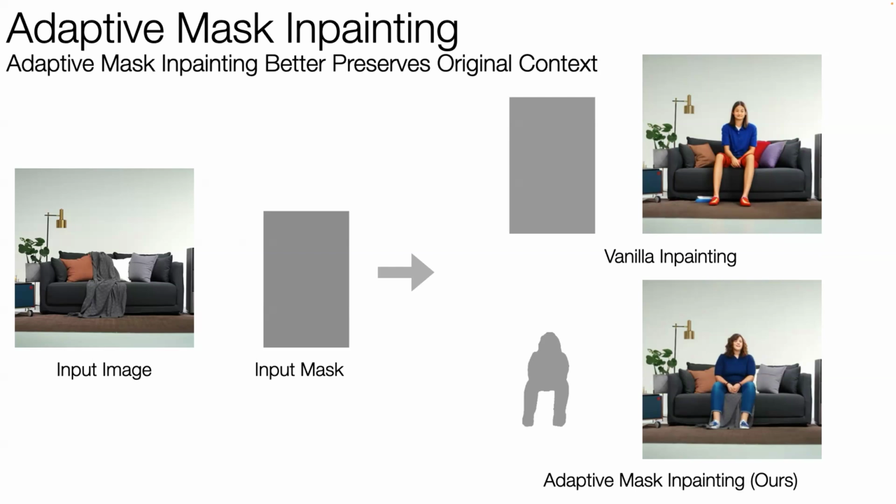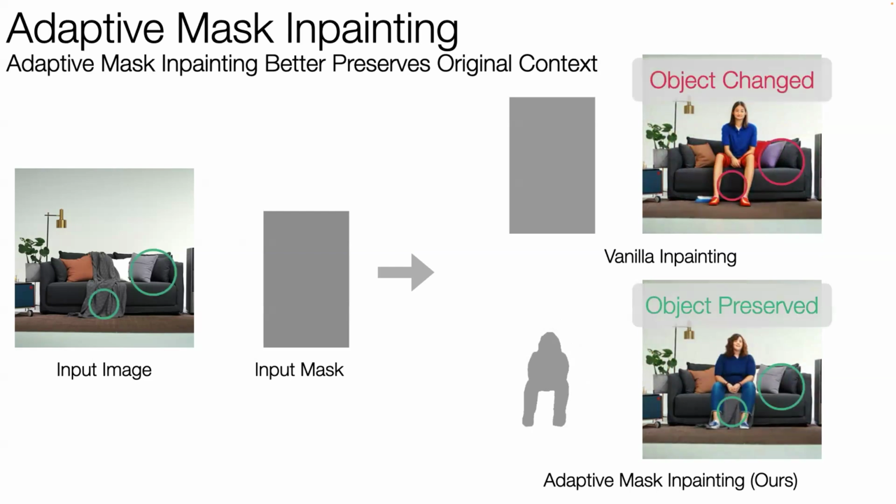If we just use vanilla inpainting, basically we are given this bounding box and we want to inpaint the human, but that tends to change the object as well. So our goal here is really to preserve the object part as much as possible. For that, in our case, we try to change the mask adaptively at each iteration. As a result, we can preserve the object more than the original method.